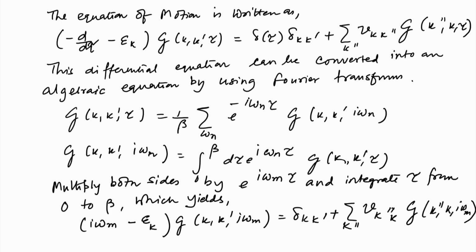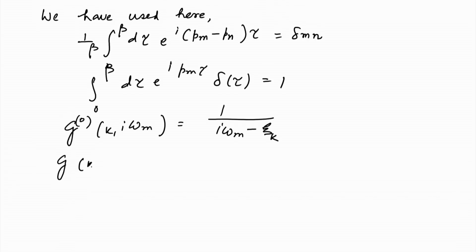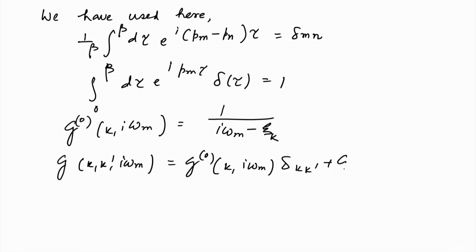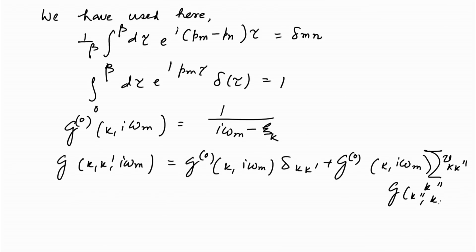So, then the full Green's function is written as g k k prime i omega m equal to g 0 k i omega m delta k k prime plus g 0 k i omega m, and there is a sum over k double prime, and there is a v k k double prime, and there is a g k double prime k prime i omega m.